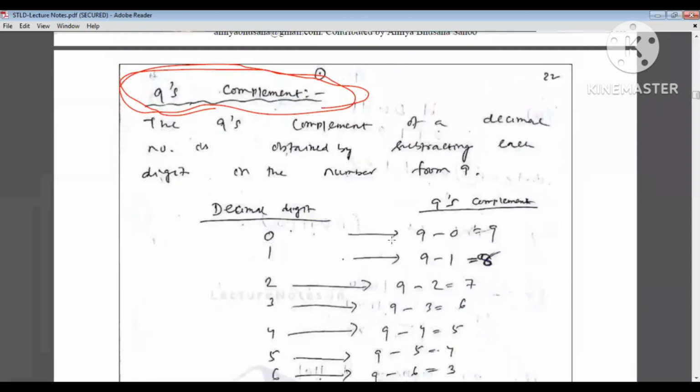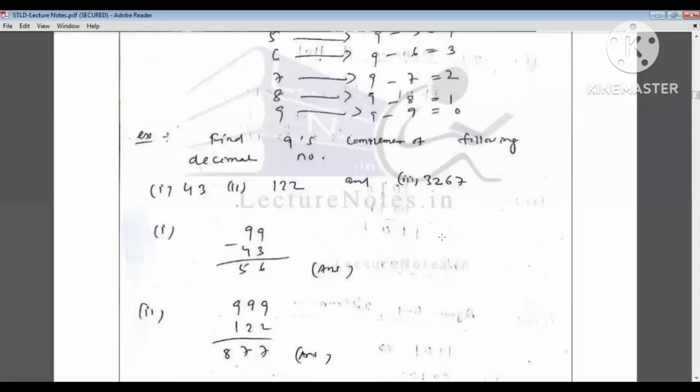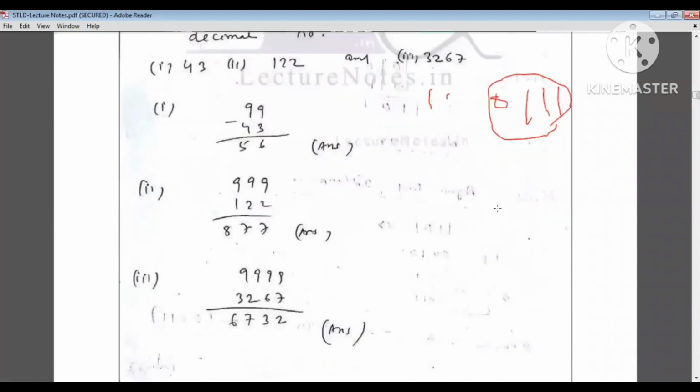So how to find a 9's complement? देखो मैंने तुम्हें बोला था to find a 1's complement, either you have to make 1 to 0, 0 to 1, or subtract from the maximum number. Suppose you have to find 1's complement of 7. तो तुम क्या क्या कर रहे हो? Just you are making 0 to 1, 1 to 0. That means you are doing like this.